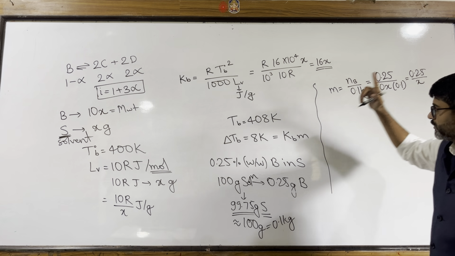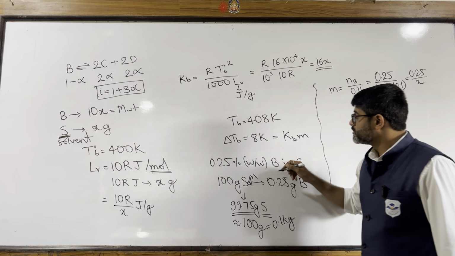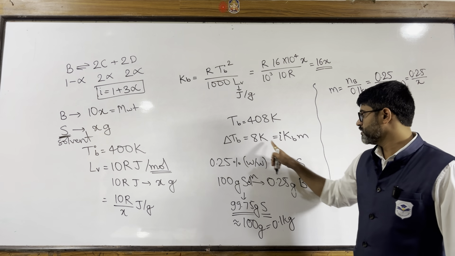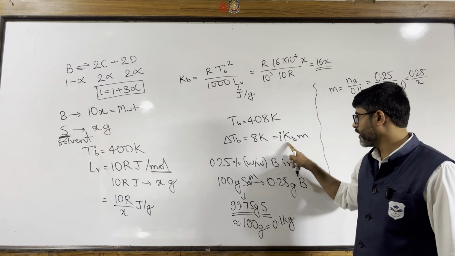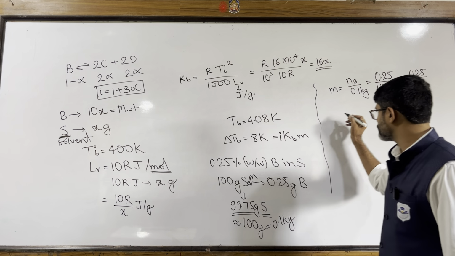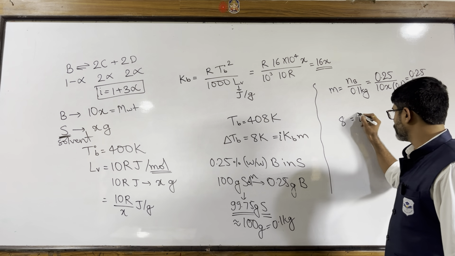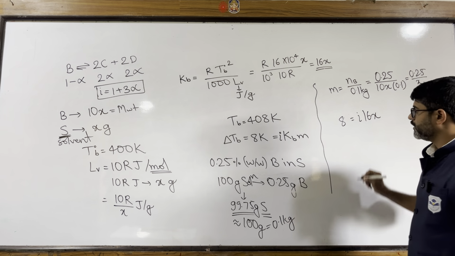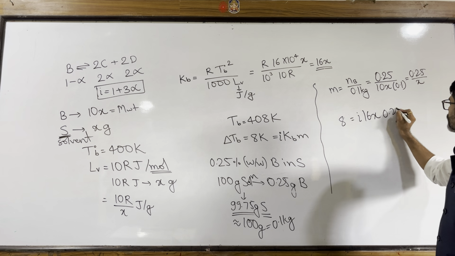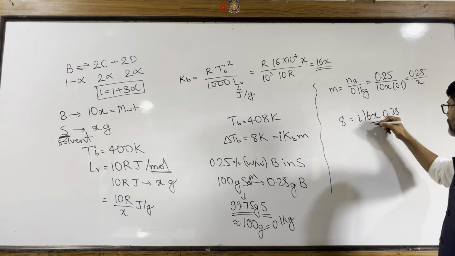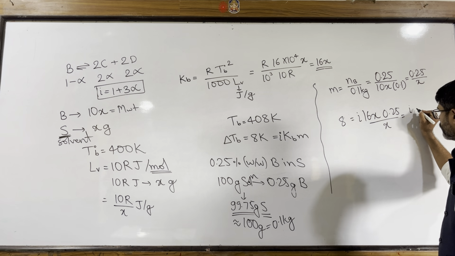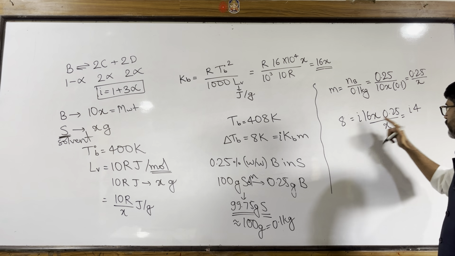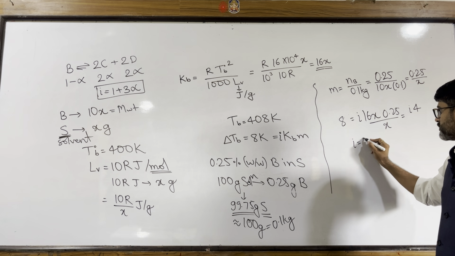So I multiply this molality here. This formula is i times Kb m. Delta TB is the van't Hoff factor times Kb m. It is 8 Kelvin. So we have 8 Kelvin is equal to i into the value of Kb, 16x, into the molality, 0.25 by x. So this x cancels out and we get 8 equal to i into 16 by 4, which is 4. So the value of i is 2.